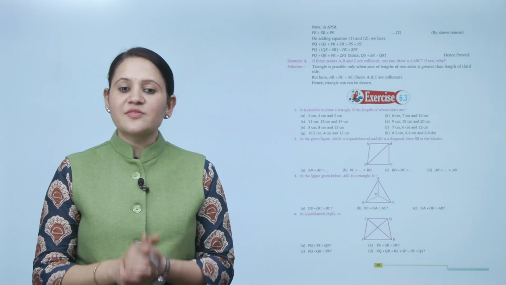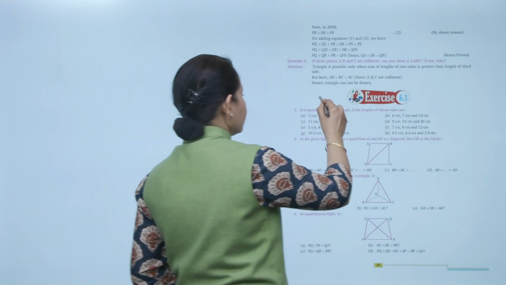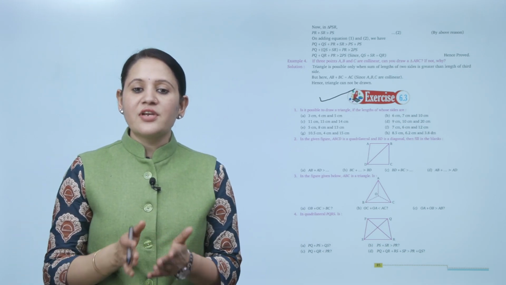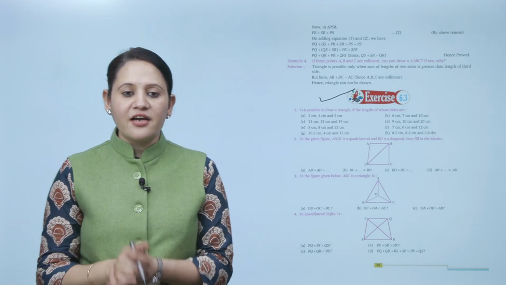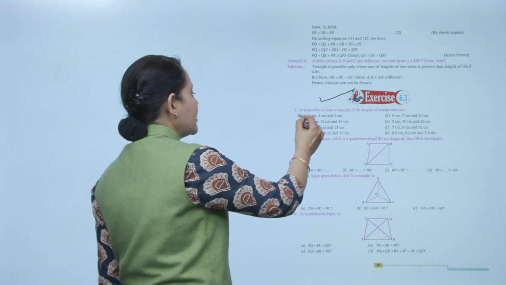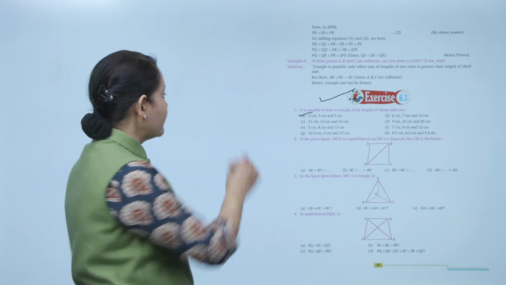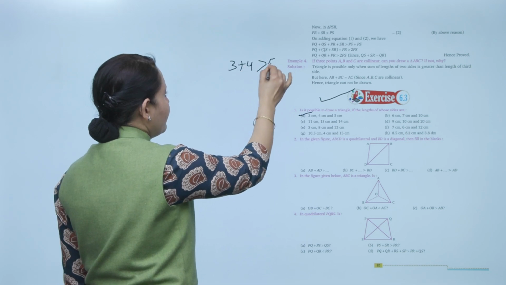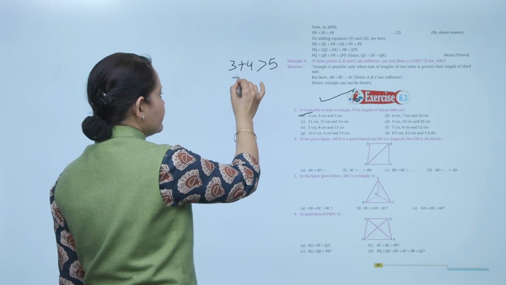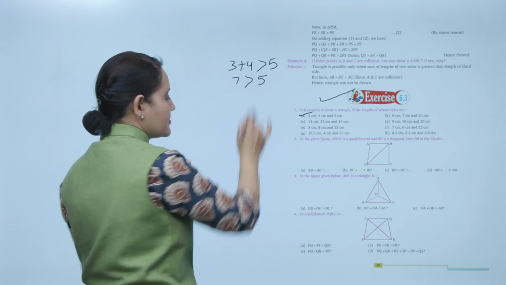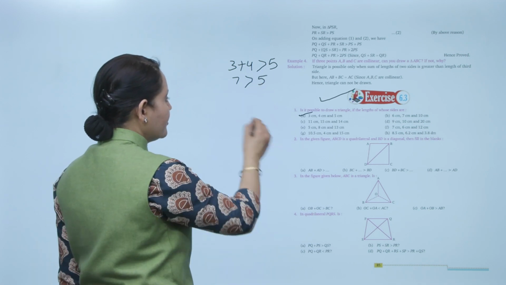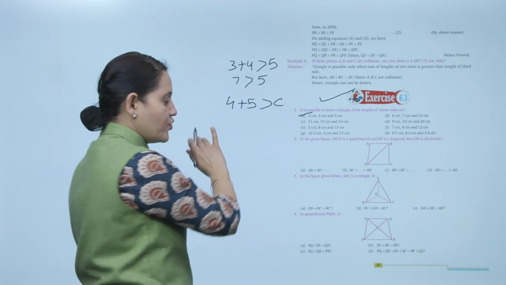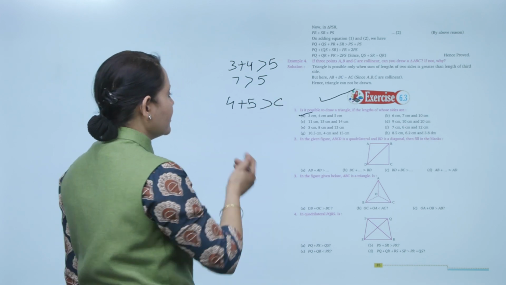Next is exercise 6.3. Is it possible to draw a triangle whose sides are 3 cm, 4 cm and 5 cm? So, check 3 plus 4 is greater than 5. Clear? Now, I will take 4 plus 5, which should be greater than 3 cm. Yes, 4 plus 5, that is 9, is greater than the third side.